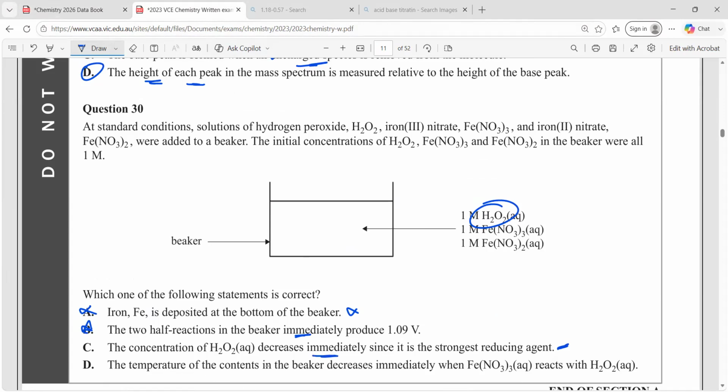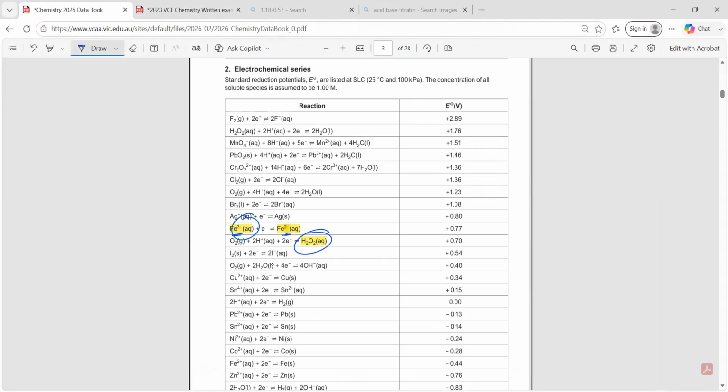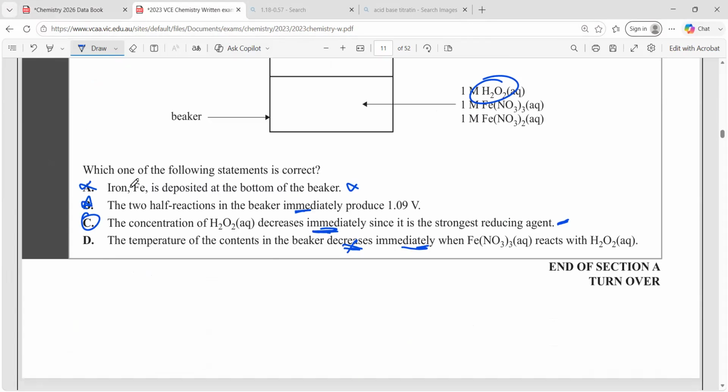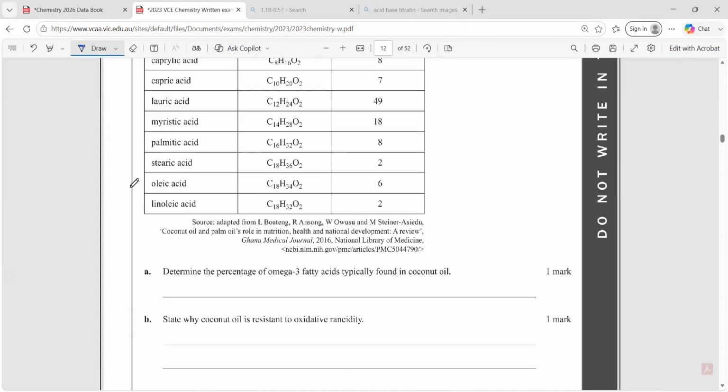The temperature of the contents in the beaker decreases immediately when FeNO3 reacts with H2O2. It would increase immediately because it's an exothermic reaction, because obviously we're producing heat. So I'd say C. I'm not sure about immediately though, but I guess they've added a catalyst and we haven't looked.